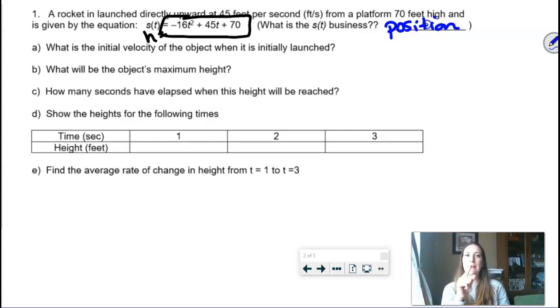So I should be able to figure out the position of the rocket at 1 second, at 1.4 seconds, at 3 seconds. Seems like something important, right? So yeah, we have to do some calculations there.